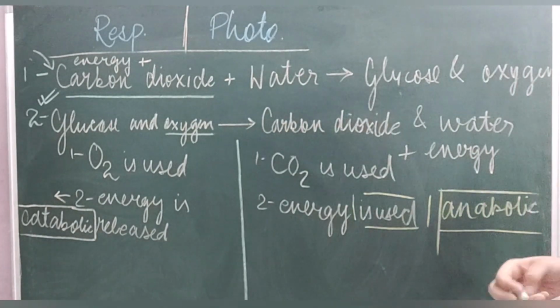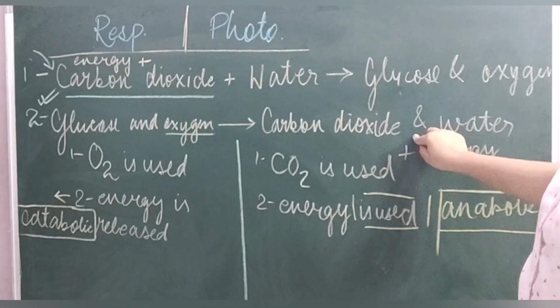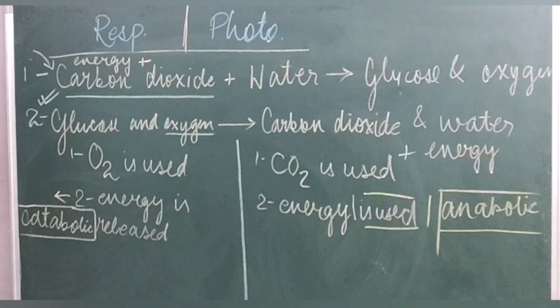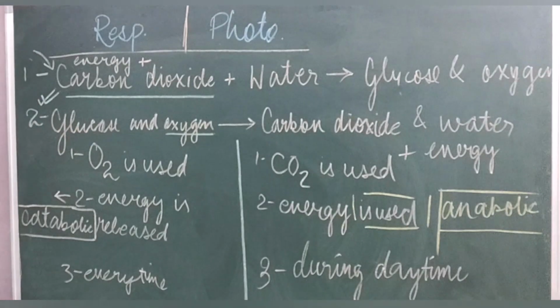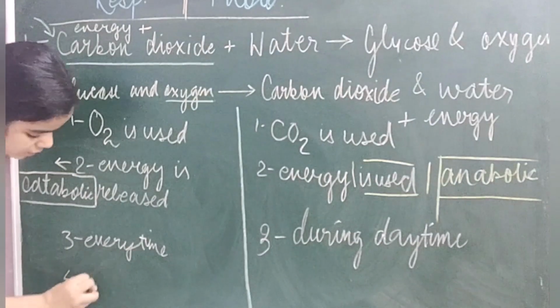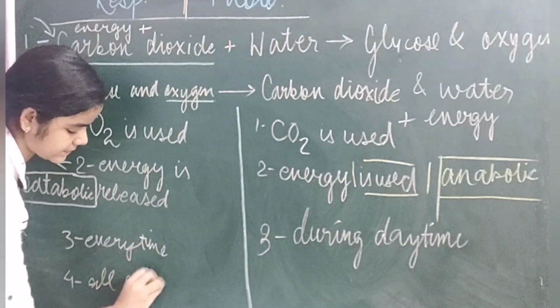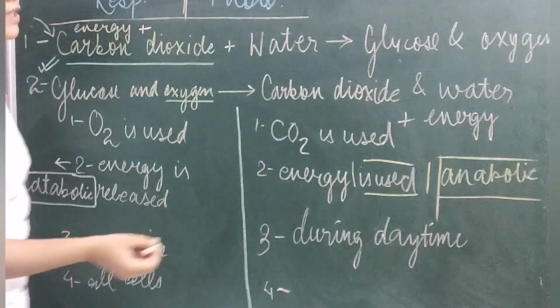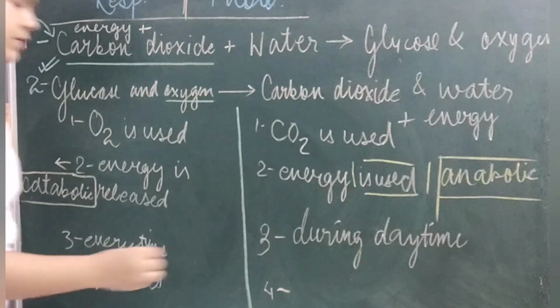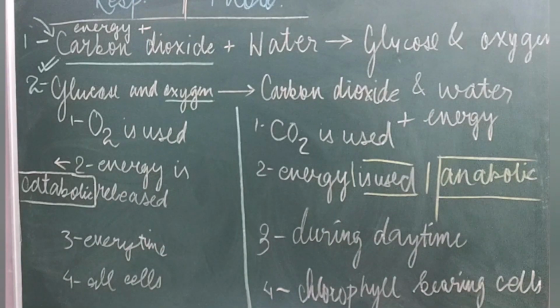Next is, when does respiration occur? Yes, throughout the day, throughout the night, every time respiration occurs. But photosynthesis requires the presence of sunlight. You have seen that respiration may occur in every cell. We already talked about this. So respiration occurs in all the cells, whereas photosynthesis occurs in only those cells which have chlorophyll. Now let us move further.